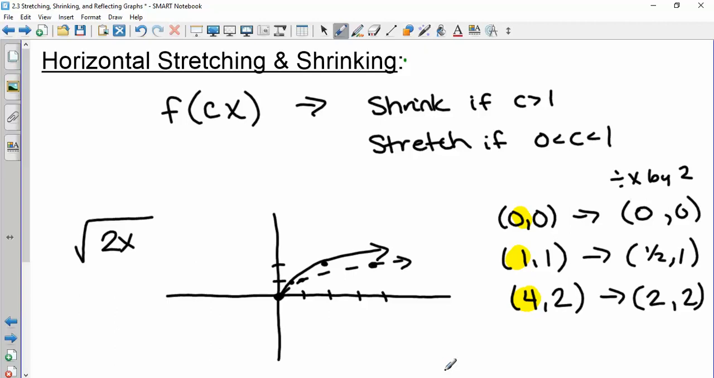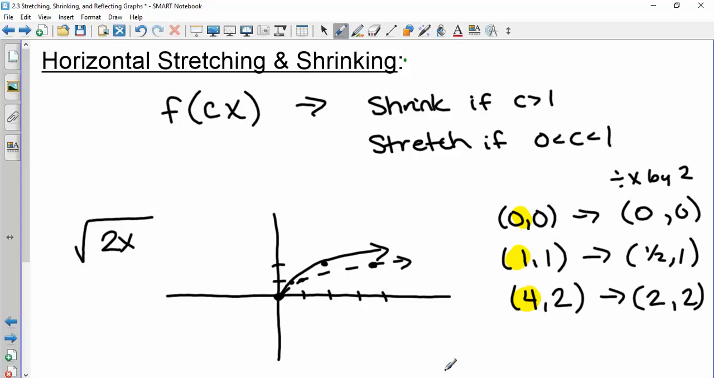So think about, I just basically took it and I squeezed it in, so it shrank it. And when you squish it in, it gets taller. So horizontal shrinking kind of looks like a vertical stretch because you're going to smash it in, so it's going to get taller and skinnier. Does that make sense to everybody?